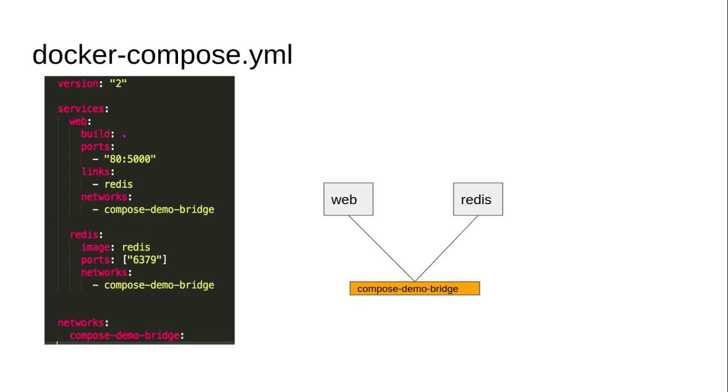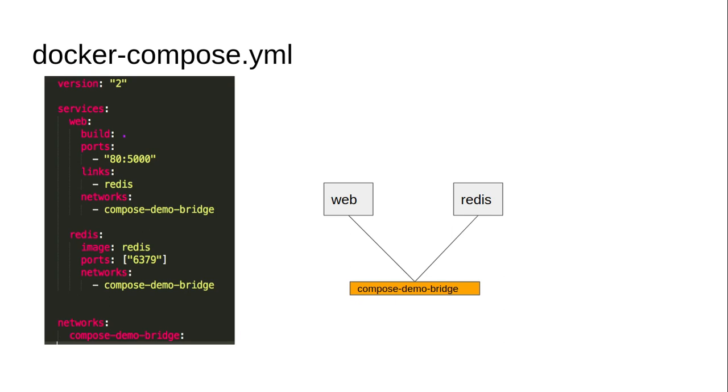Next service, that is Redis. Now here I am not using the build tag. The build tag is used only when you want to build your image with the help of a Docker file. In this case, for the Redis container, I am not building the image. What I am doing is pulling that image from Docker Hub, so that's why we have the image tag, and I'm using image: redis.